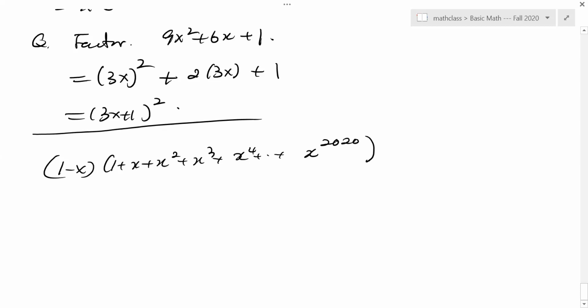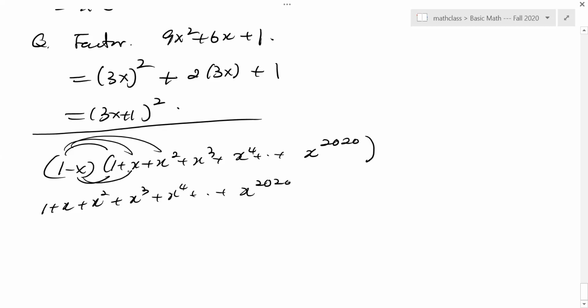This is a polynomial of degree 2020. But if you do the multiplication, you just do it one by one. One times everything is just the same: 1 plus x, x squared, x cubed, x to the fourth power, and finally x to the 2020. Then negative x times 1, x times x: every time you get a negative, negative x, negative x squared, negative x cubed, and so on, and the last term is negative x to the 2021.